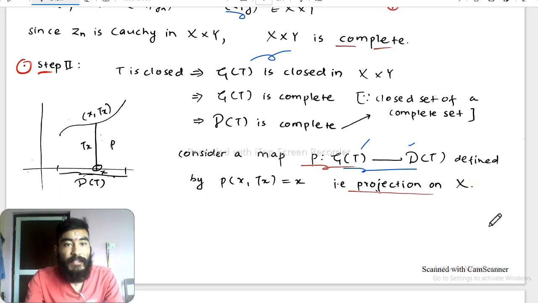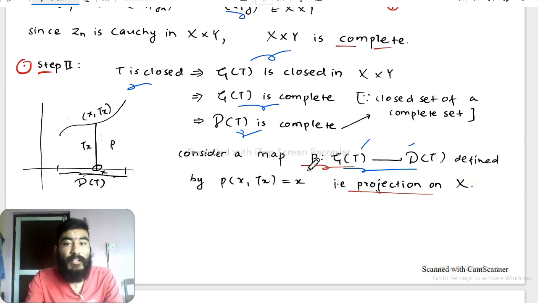Now second step: T is closed is given to us. By definition, its graph G(T) is closed in X cross Y. Now since a closed subset of a complete space is complete, we have G(T) is complete, and since D(T) is closed is given to us, D(T) is also complete. So we have got G(T) complete and D(T) complete.